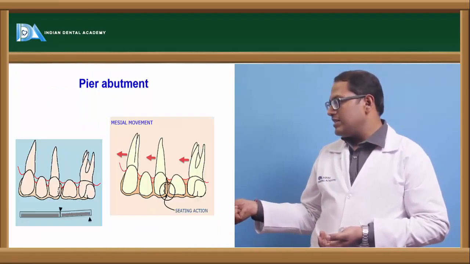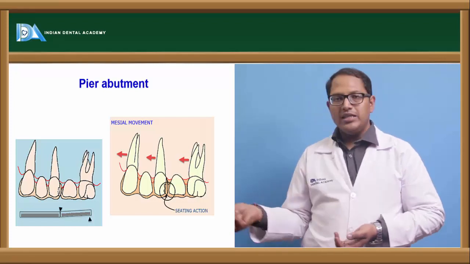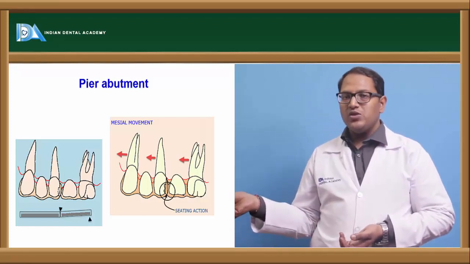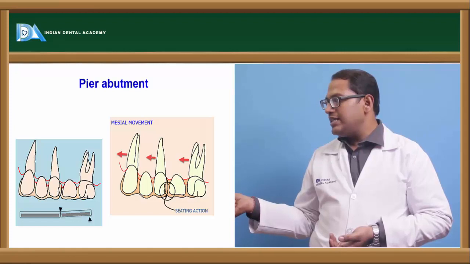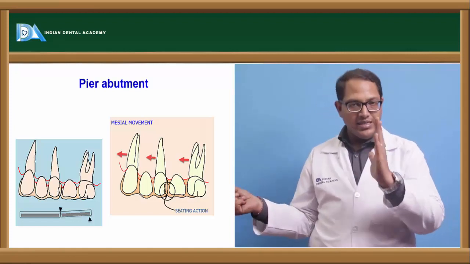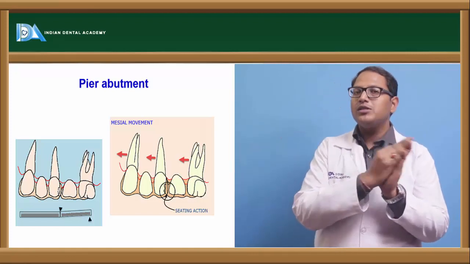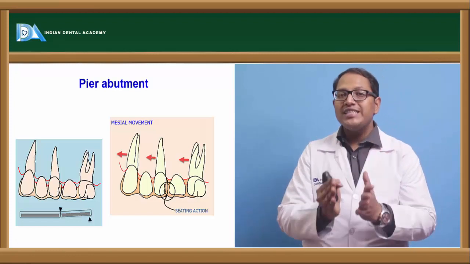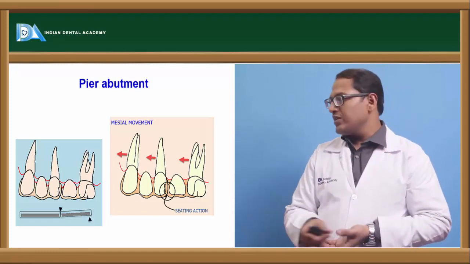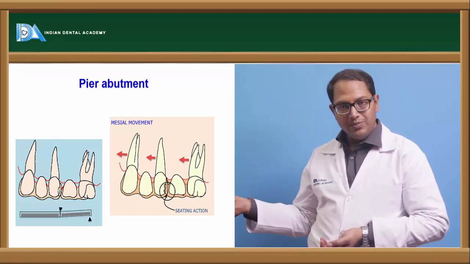What happens is when there is a seating action, there is mesial movement. When there is a mesial movement while the seating action is taking place, there is a tooth which will not allow the prosthesis to go behind. So we are saving the abutment teeth as well. So the non-rigid connector over here is important.